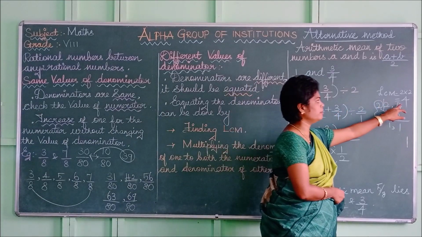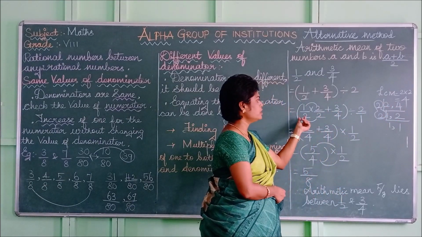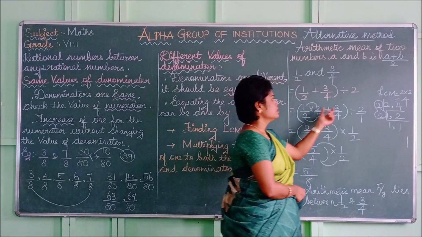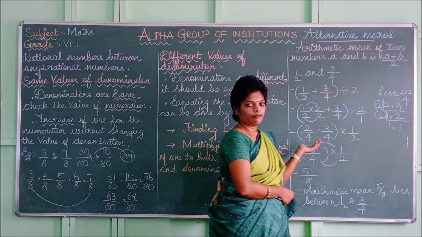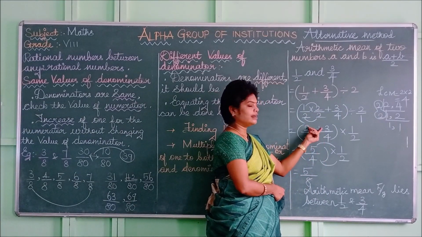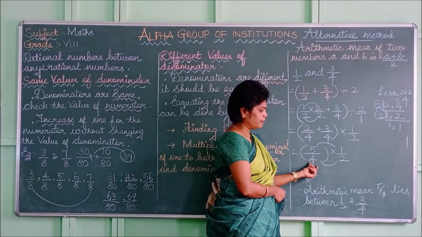So if you take the LCM, the LCM value is 4. When this 2 changes into 4, you multiply and divide it by 2. The second portion is already 4. Both the denominators are the same, so you can add the numerators. The value is 5 by 4.